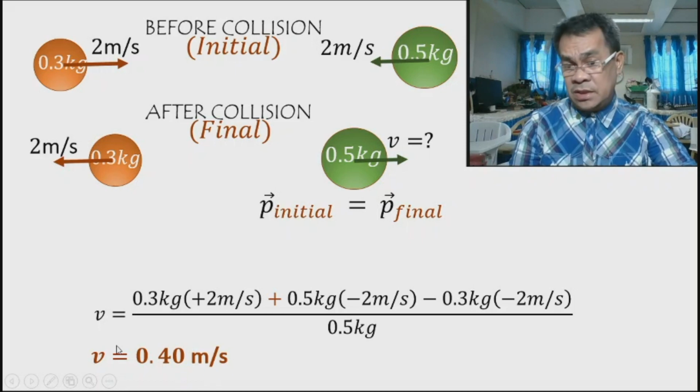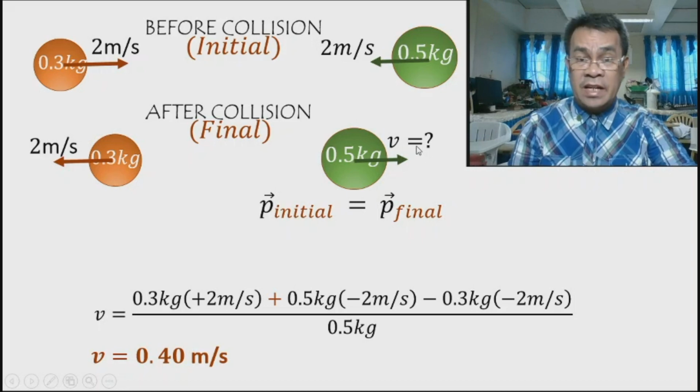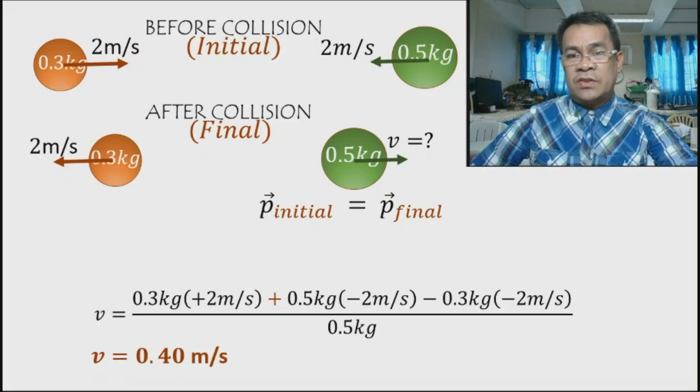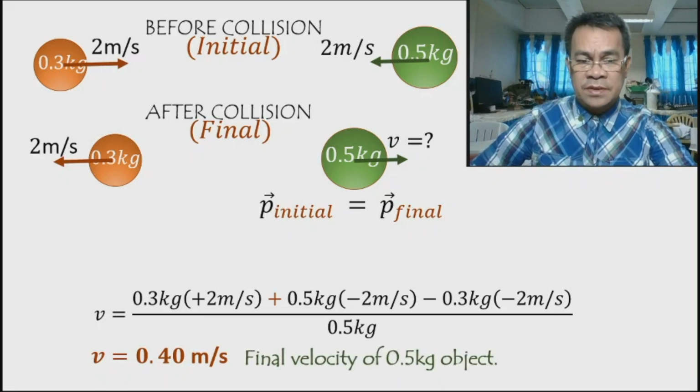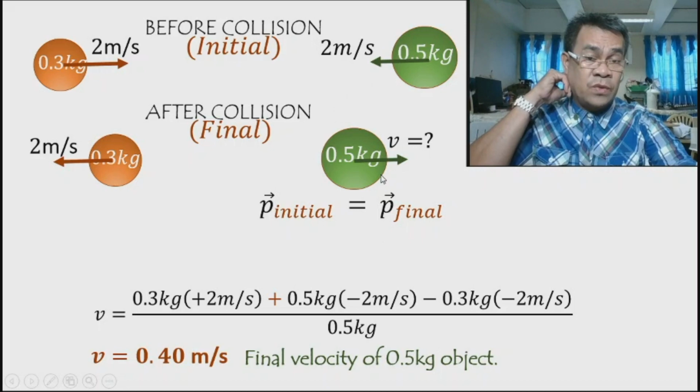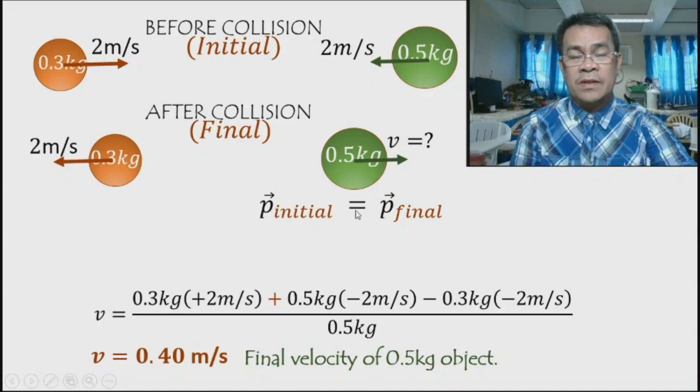Okay? So what is this velocity? This is the velocity of the 0.5 kilogram object in the final state, after the collision. So this will be the final velocity of the object, because the initial velocity is 2 meters per second. So after the collision, it will reduce. It must reduce in order to balance the final to the initial.